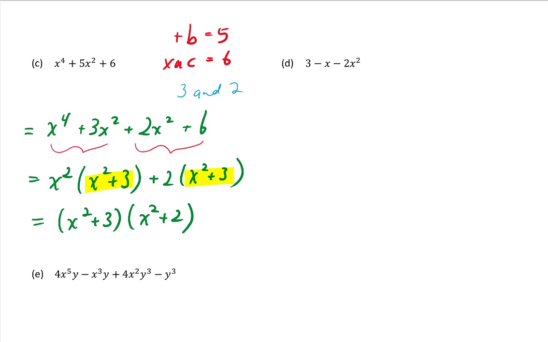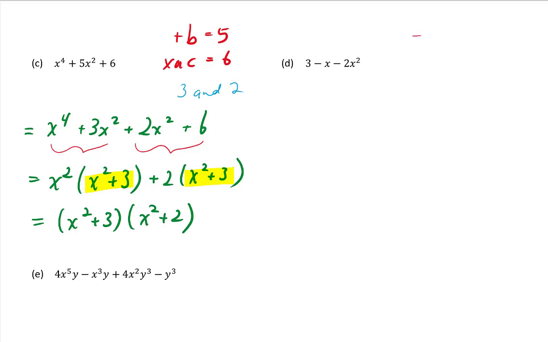In D, it looks like a quadratic, but the x squared is at the end and the constant is at the beginning. So you have two options. You can rearrange the equation and put the x squared at the front and the constant at the end. However, we don't need to do that. We can leave it in this form and still factor the expression.